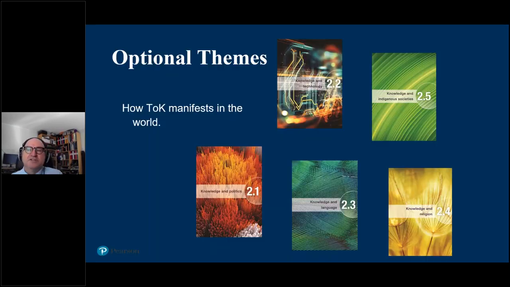The optional themes, you've got to choose 2 of these. Of course, we give them separate chapters in the book. Each of these is quite a substantial chapter. Don't be put off by the numbering. 2.1 doesn't mean just part of a chapter. That is a whole chapter of 30 or 40 pages, and each of the optional themes is treated very carefully in the book.